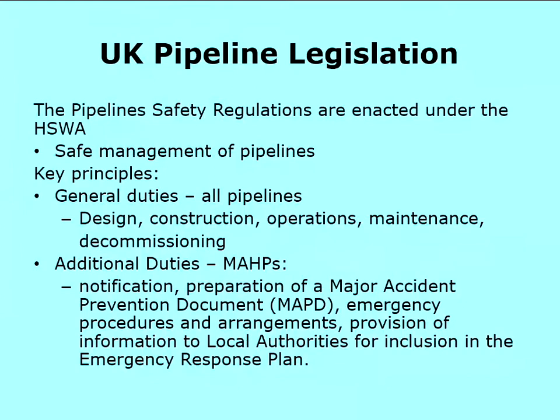Okay, land use planning controls the consequences because it prevents developments where people are going to be living and working. It prevents them being too close to the pipeline. And emergency response is a mitigation, because in the event that an accident happens, there'll be evacuation, etc.